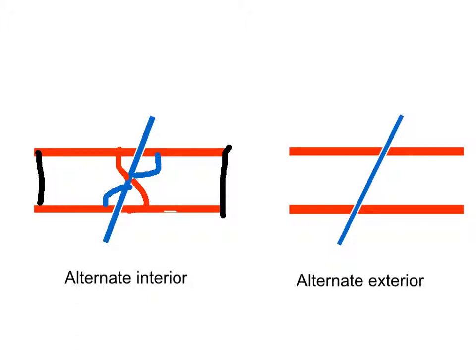Alternate exterior angles are the same thing as alternate interior angles, except the angles are outside of this box. So these two are alternate exterior angles, and these two are alternate exterior angles.